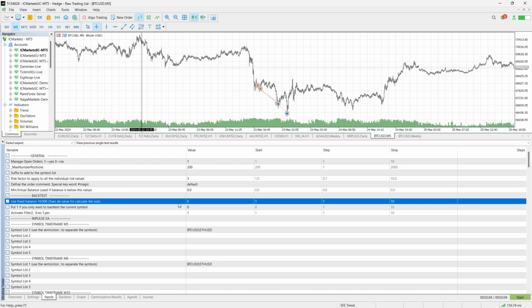Another thing I want to comment is that even if you are using the MetaTrader 4 version, I recommend you use the MetaTrader 5 version, because without purchasing the MetaTrader 5 version you can do backtests. You can do it without problem.